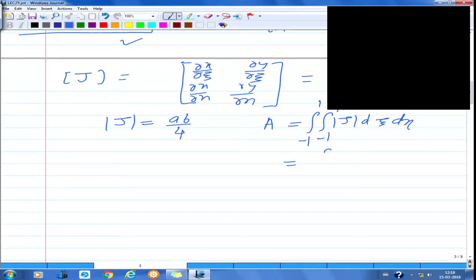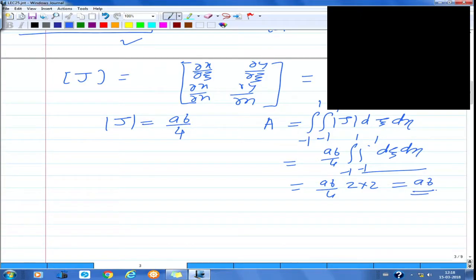And determinant J we have seen is ab by 4, so it simply reduces to integration -1 to +1, -1 to +1, d xi d eta. And when you do this integration, ab by 4, d xi integration is just xi, and when you put the limits 1 minus -1, you will have 2 into 2 when you evaluate this integral. So finally you get simply ab, which is the area of the element in the physical coordinate space. So automatically this gives you the total area, and you will find of course in this case that the derivatives with respect to x and y are directly related.